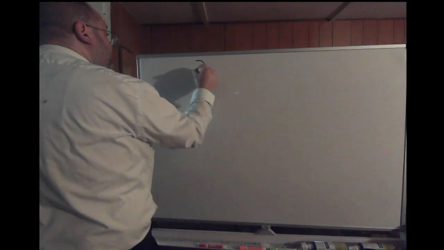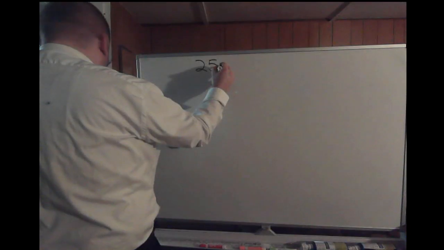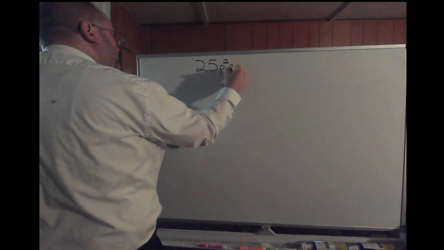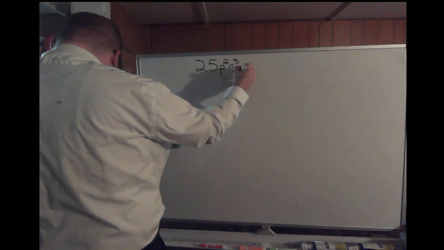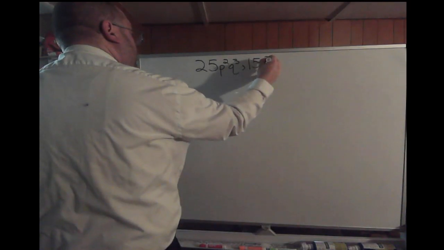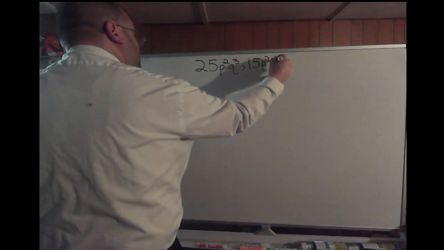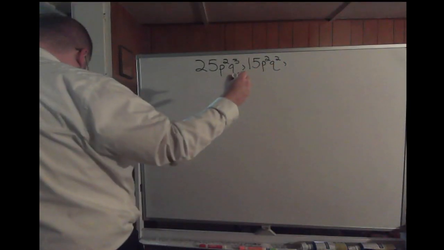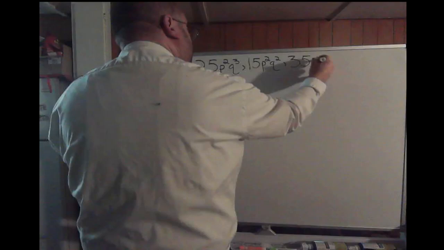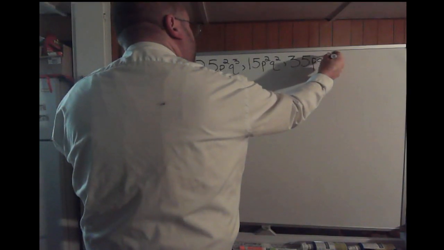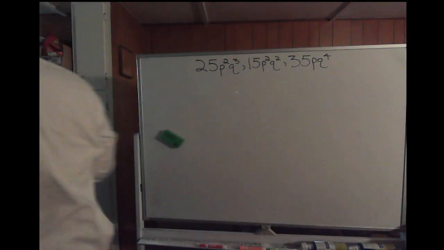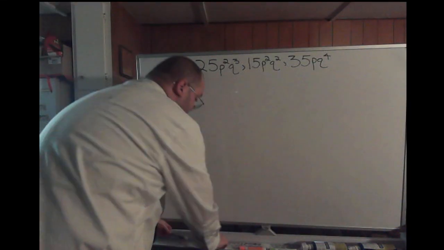We got 25 p squared q cubed. We have 15 p squared q squared. Then we have 35 p q to the fourth. So now we have three terms we have to consider. We got to find the greatest common factor of these three terms.